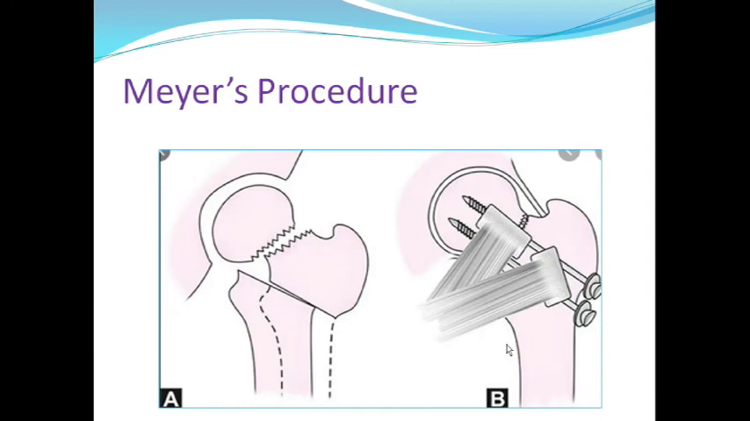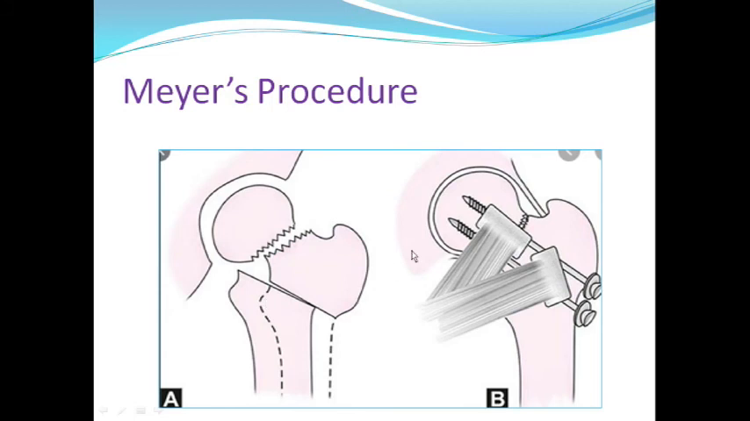What is this procedure? It was first done by Mayer, so the name is after him. Muscle pedicle bone graft. So what do we do here? This is a fracture. We do osteotomy here. We cut the bone from the lower end of the greater trochanter, just where the greater trochanter ends. Now we'll try to bring this head in line. We'll pull this fragment slightly outward, and we will try to bring this head and this fragment in one line.